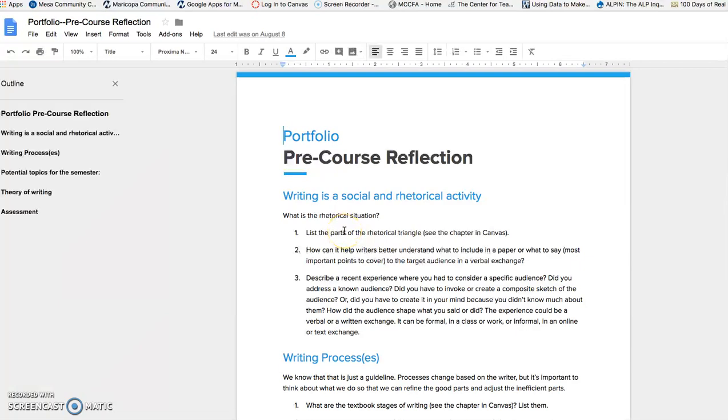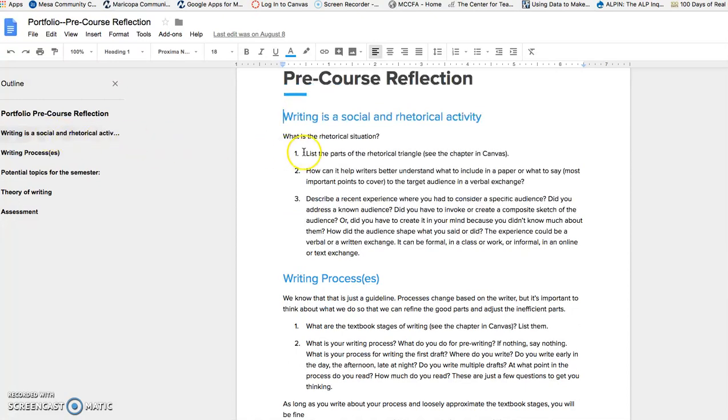There are 4 areas that we're going to cover. They correspond to things we've covered in the unit so far. Writing is a social and rhetorical activity, and in that one you will talk about the parts of the rhetorical triangle. It's not a complicated question. You'll list them out. Writer, audience, purpose, context. That's it for that one. Then how can I help writers better understand what to include in the paper or what to say? We've discussed that in assignments. It's in the chapter. You're going to want to look back at that and answer that question.